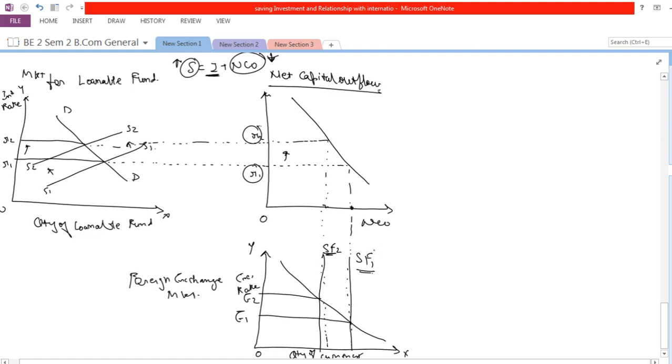Due to this, the supply of foreign exchange, or the supply of our own domestic currency in the market, reduces from SF1 to SF2, and because of the upward shift in the interest rates, we find that the exchange rate also shifts upward. So in this manner, government budget deficits impact not just the loanable fund market, but also the net capital outflows as well as the foreign exchange market.